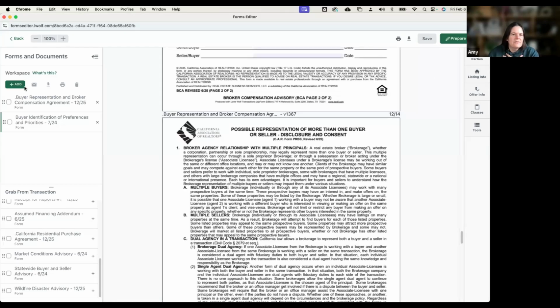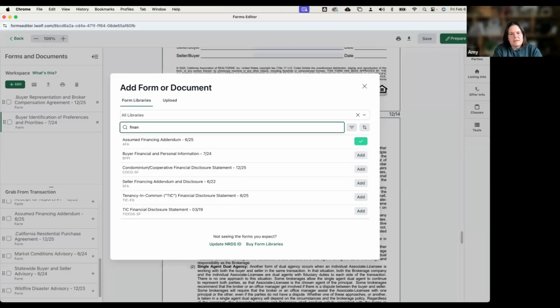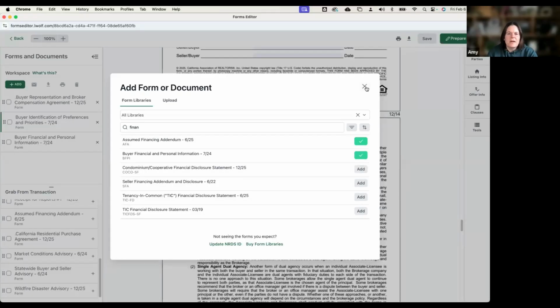So once I'm inside the edit, if I just click the add button up top, it allows me to access the C.A.R. forms libraries. And we're looking for, I thought I had this already, the Buyer Financial and Personal Information Form, the BFPI. So I would have my buyers fill out these forms as well with the BRBC.